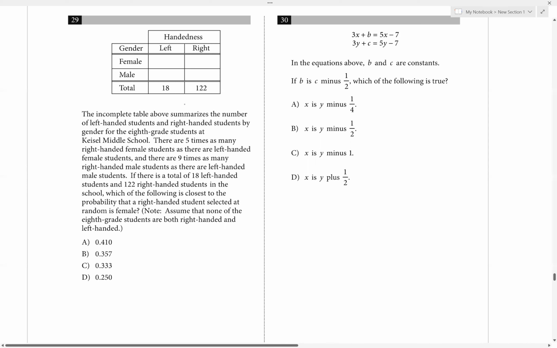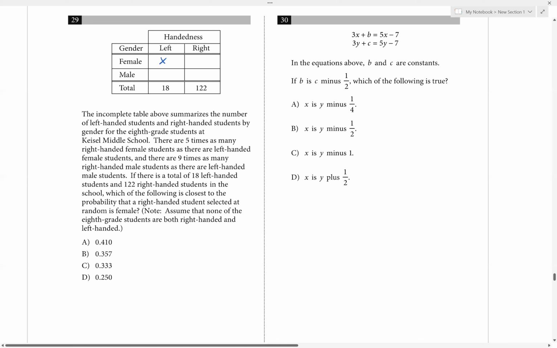So I need 2 equations here because we have males and females, and we don't know either one of them. But before we can write out the equations, we have to think about this. We have 5 times as many right-handed female students as there are left-handed female students. So for females, let's say we have X number of left-handed females, because we don't know how many we have there.